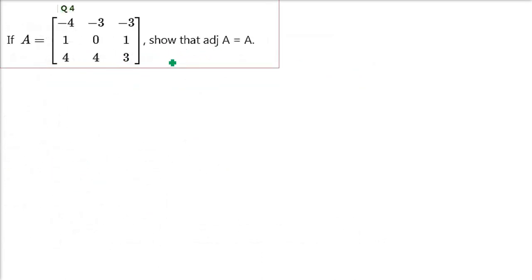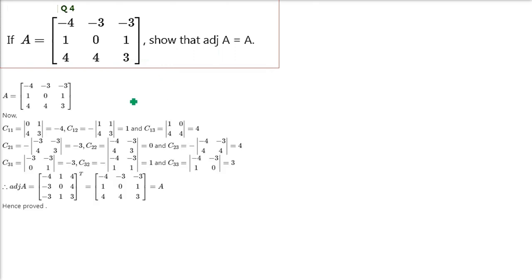So this is kind of the same question. I'll just give you an idea here. This is the matrix, and we have all the cofactors. Then this is adjoint A, and that is the cofactor matrix. Its transpose is adjoint A, and that will come as the original matrix which is given to you.